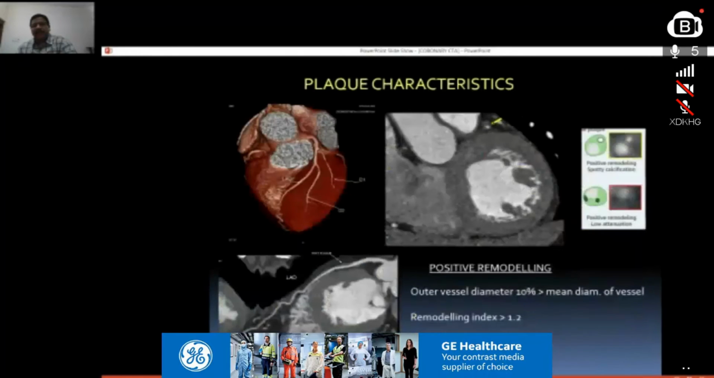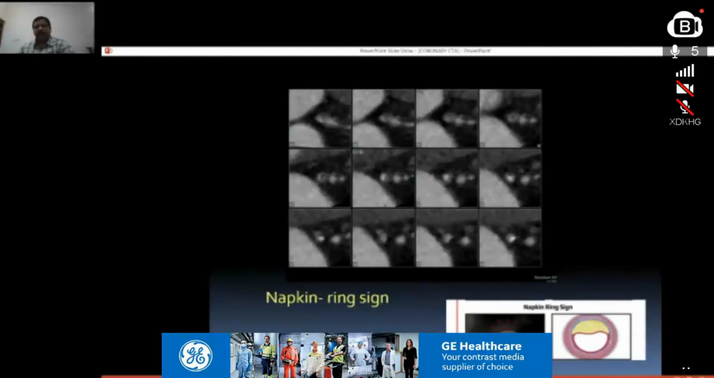Now you can see a soft plaque, a lipid core plaque, which is increasing the vessel wall diameter. This is a classical example of a positive remodeling of the vessel wall. And by definition, if the outer vessel wall diameter is more than 10% of the native vessel below or before it, it's usually classified as positive remodeling. And a remodeling index of more than 1.2 is considered significant. Napkin ring sign, on the other hand, is an enhancement of the outer margin of the soft plaque, which is narrowing the vessel lumen, as you can see, and this is the lipid-rich core with an enhancing capsule. So this finding has been classified as napkin ring sign.